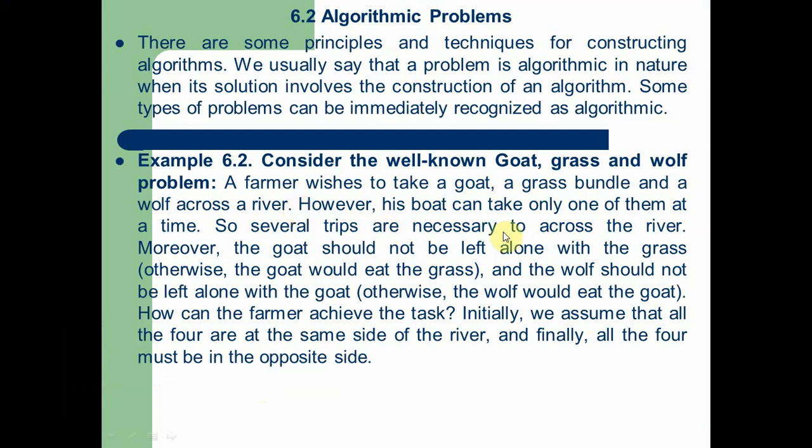So several conditions must be respected to cross the river. Moreover, the goat should not be left alone with the grass, otherwise the goat would eat the grass. And the wolf should not be left alone with the goat, otherwise the wolf will eat the goat. So this is the problem that arises when these three want to cross the river. How can the farmer achieve the task? This is the question. For this problem, you should write the algorithm.